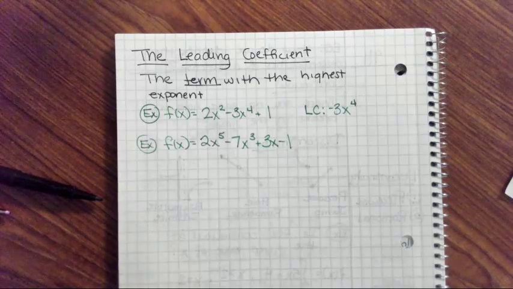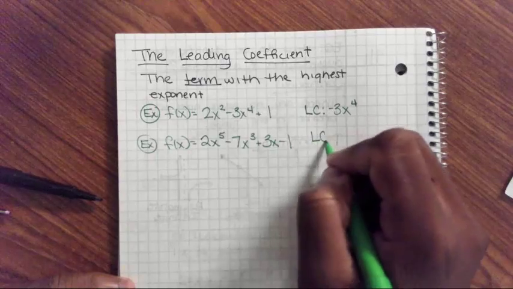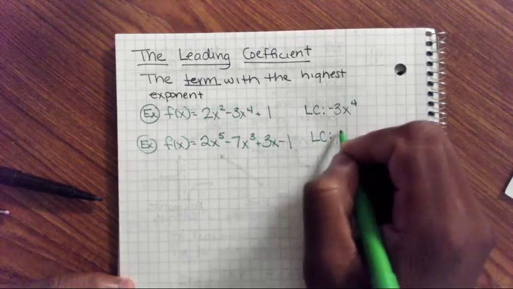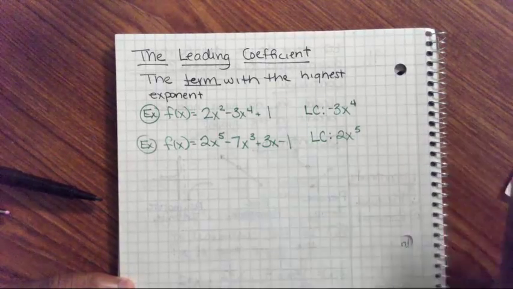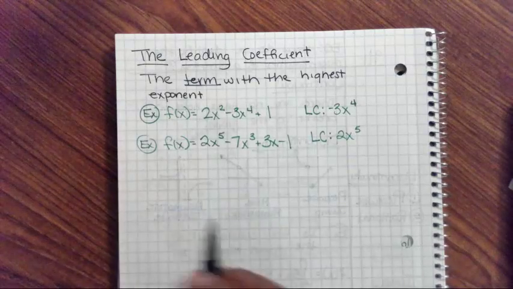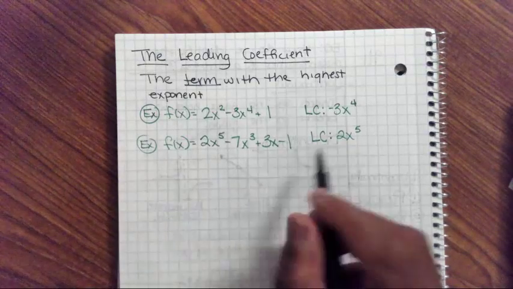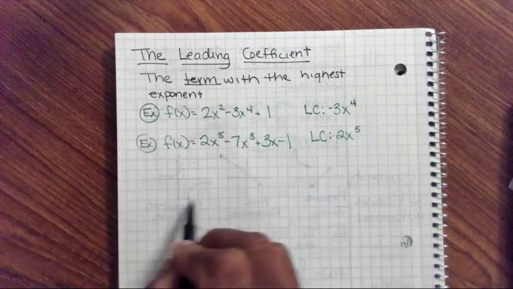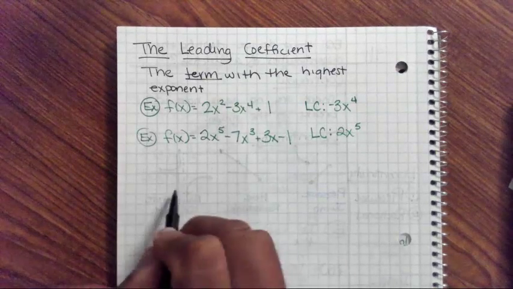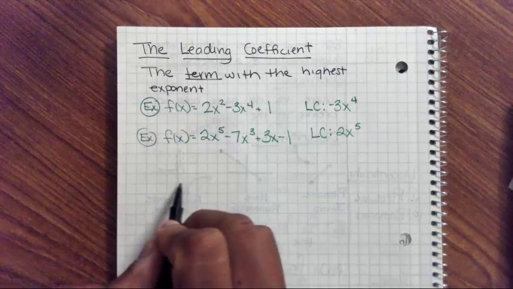What is the leading coefficient? What is the leading term? Or what's the highest exponent? 2x to the fifth, right? So here's what's going to happen. Because you can find leading coefficients now, you should be able to tell me the end behavior of the graph. And the end behavior of the graph is going to be based off of this right here.